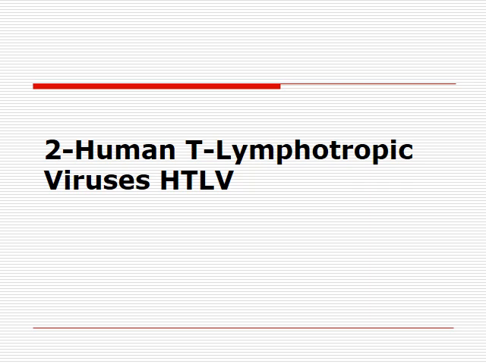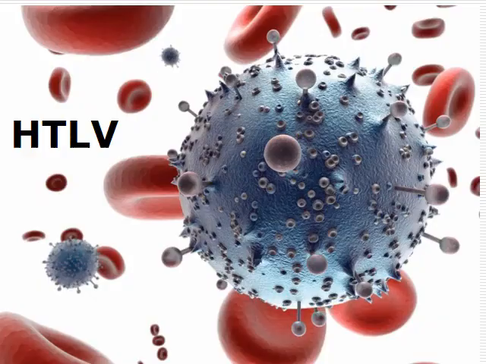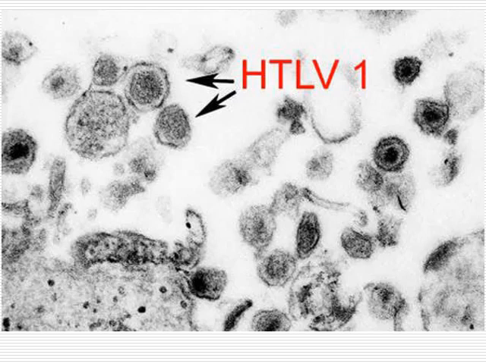Now we go to the human T-lymphotropic viruses, HTLV. HTLV viruses are another RNA virus, but a group of retroviruses. This virus, HTLV, is related to HIV. Also, it is a retrovirus. This is an EM picture of HTLV. It is also enveloped, just like HIV, and it is a positive-strand RNA virus, but it has reverse transcriptase.